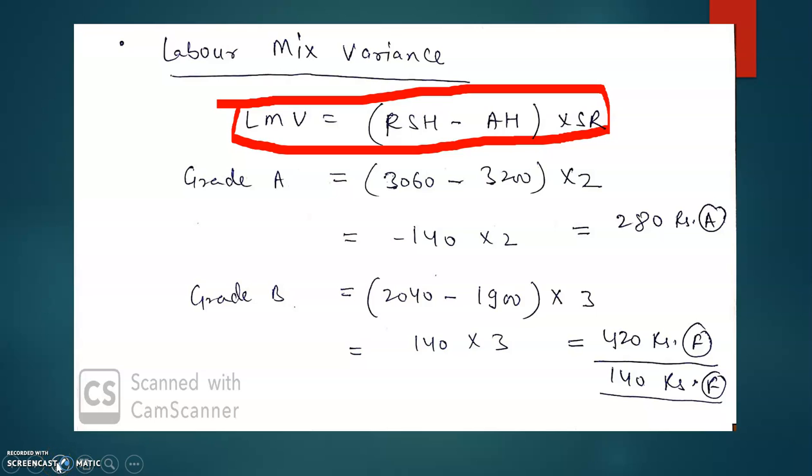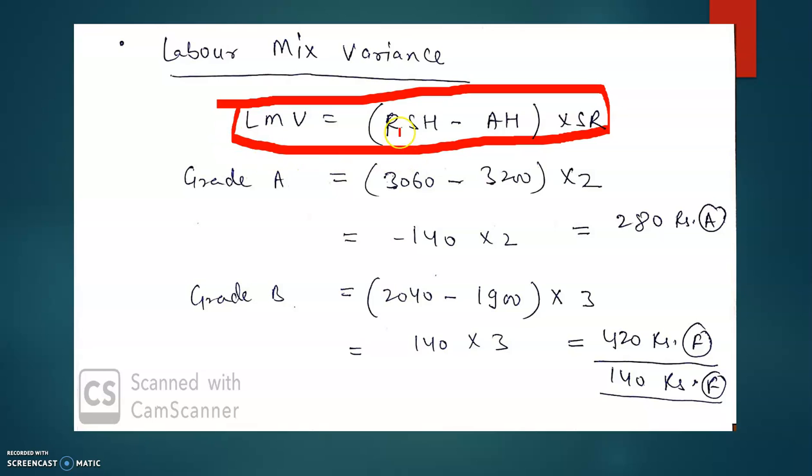Welcome back, dear students. In the previous video, we calculated LCV, that is labor cost variance, LRV, that is labor rate variance, and LEV, that is labor efficiency variance. Now we will calculate LMV, and the formula for LMV is revised standard hour minus actual hour into standard rate.